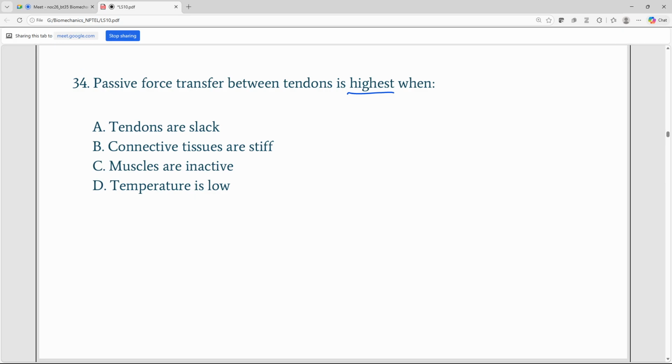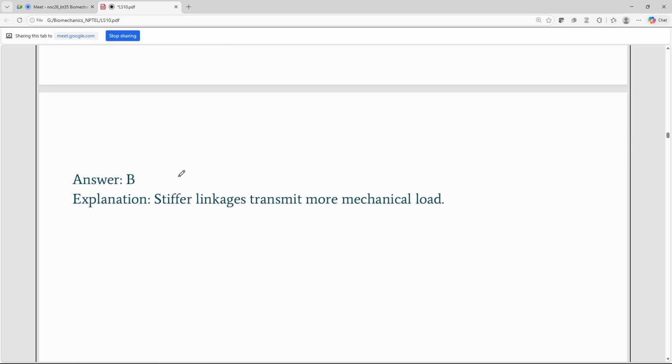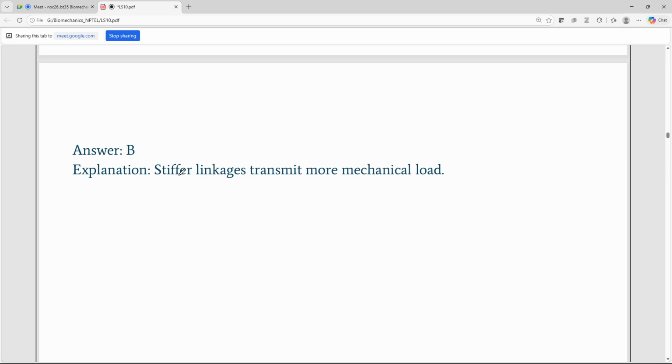Your answer is option B. Correct answer: connective tissues are stiff. The passive force transfer between tendons is highest when the connective tissues are stiff, because stiffer linkages transmit more mechanical load. Answer is option B.